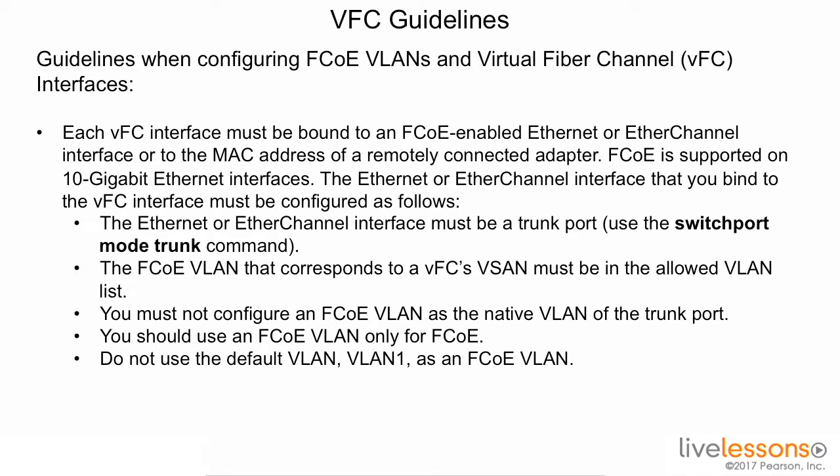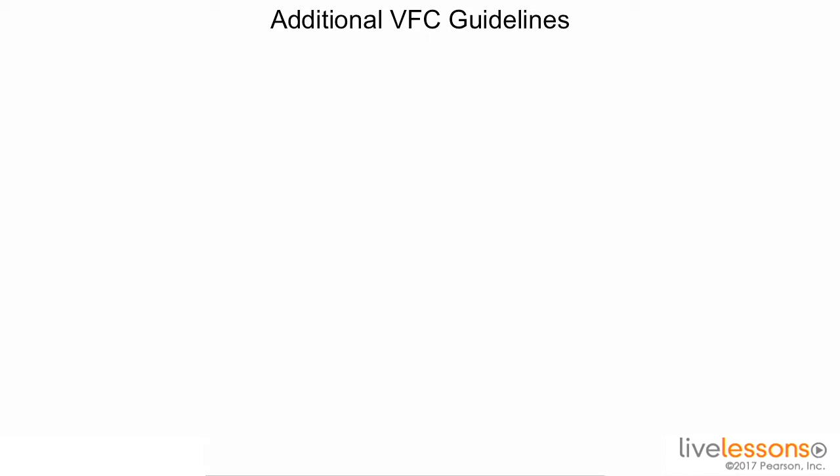You cannot configure an FCoE VLAN as a native VLAN on a trunk port, and you should only use an FCoE VLAN for FCoE. Also, do not use the default VLAN as an FCoE VLAN.